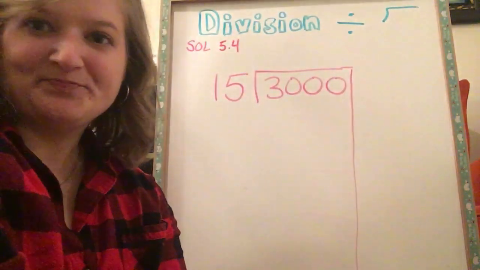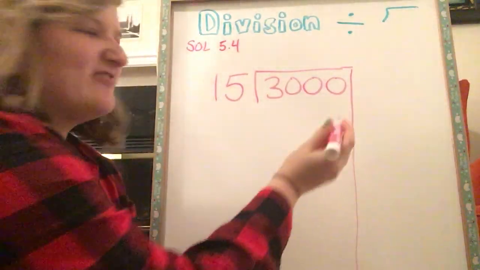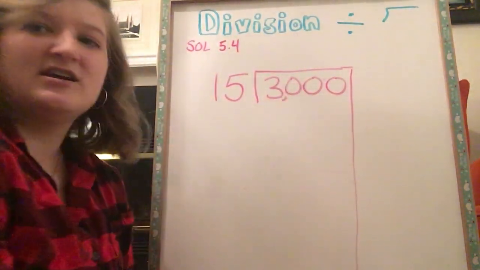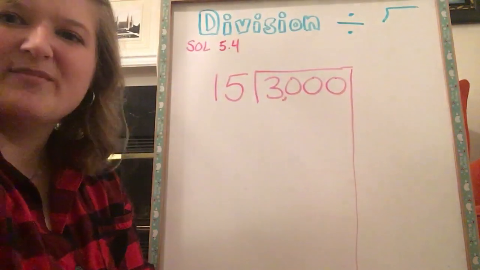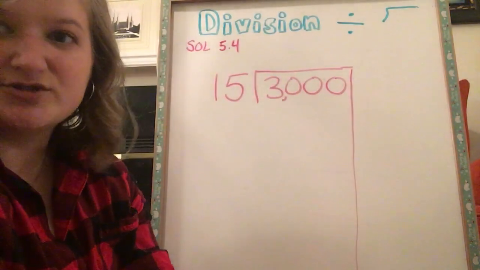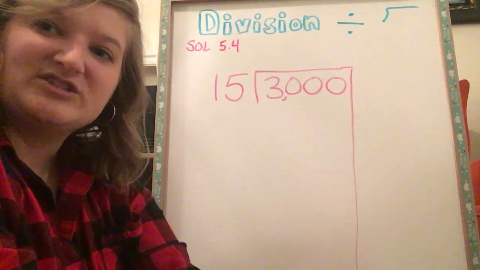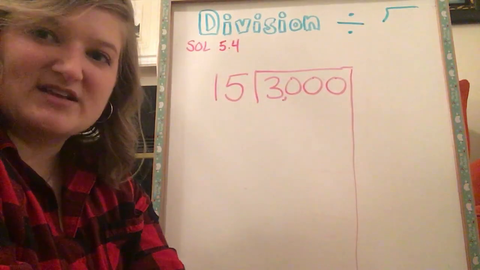All right, so here we go. I have 15 and I have 3,000. I'm going to put my comma because this looks kind of funny without the comma. 15, 3,000. Let's think about what's going on here. Imagine I have 3,000 things and I need to split them into 15 equal piles. It's going to take a while, so I wouldn't want to draw a picture for this one. And I want to break it down piece by piece.